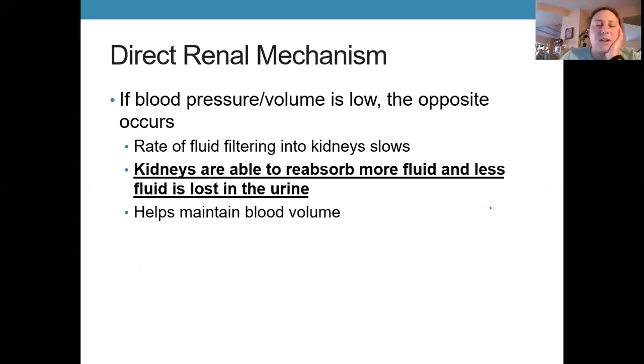We see the opposite occurring if our blood pressure and volume is too low, because now we're slowing down the amount of filtration in the kidneys, and the kidneys reabsorb quite a lot more fluid, and so you're making very concentrated urine. So that helps maintain blood volume. You, of course, can't increase blood volume without ingesting more, but it does help slow a drop in blood pressure. So again, just a natural consequence of the way that the kidneys make urine, and how that works we'll talk about when we get to the urinary system.